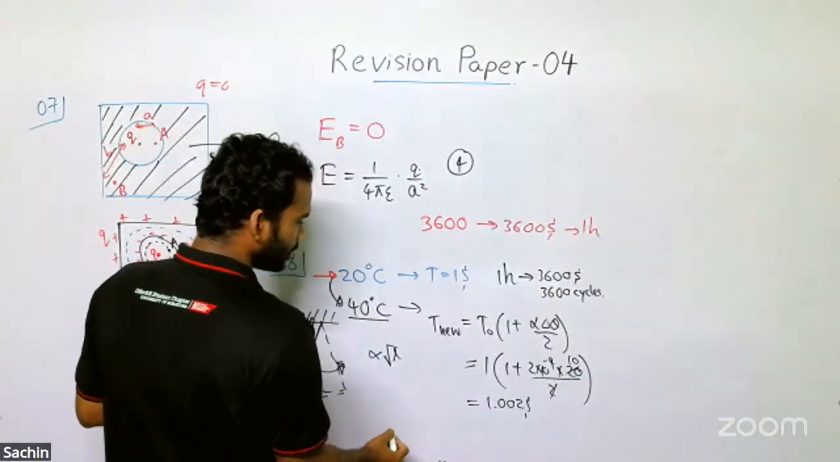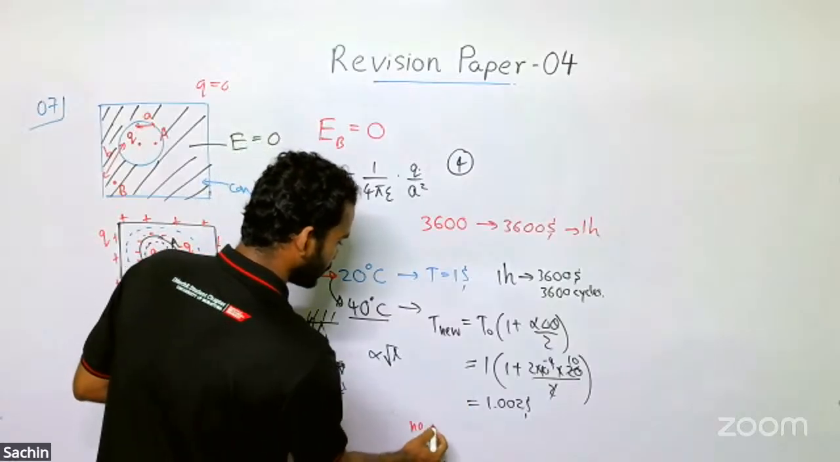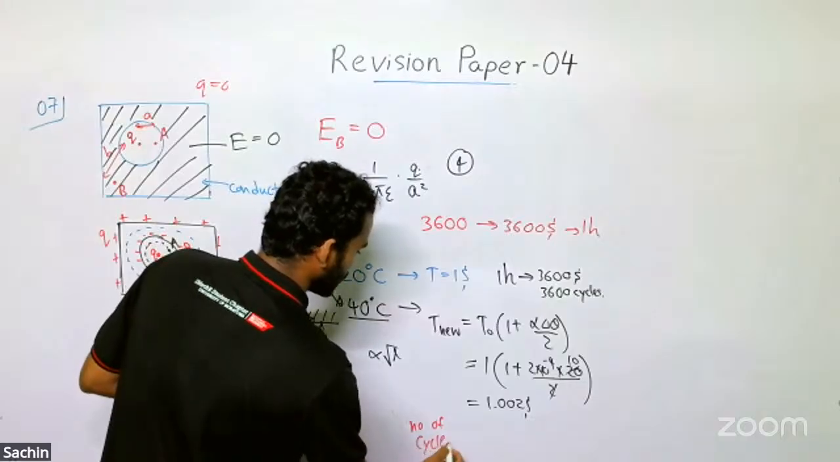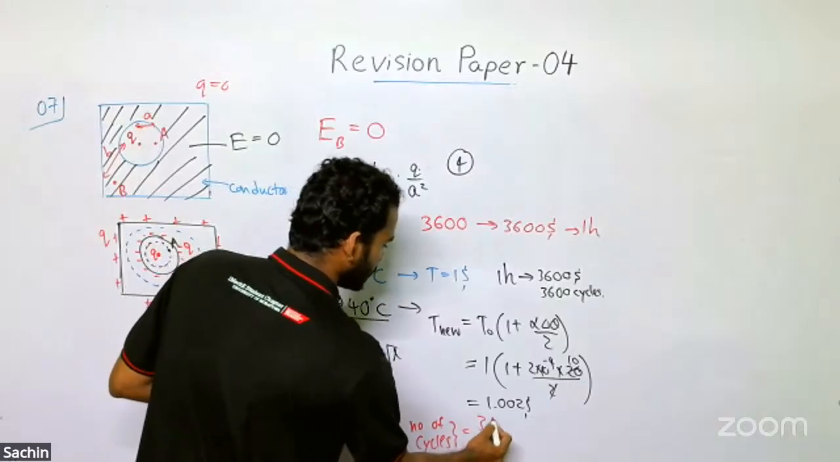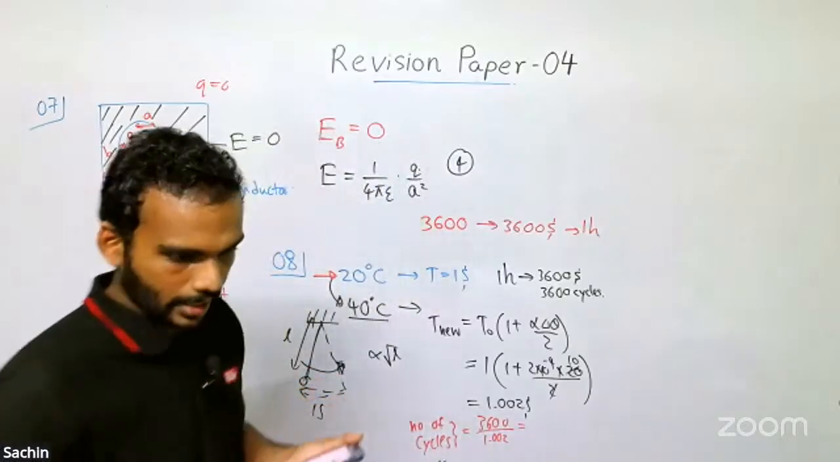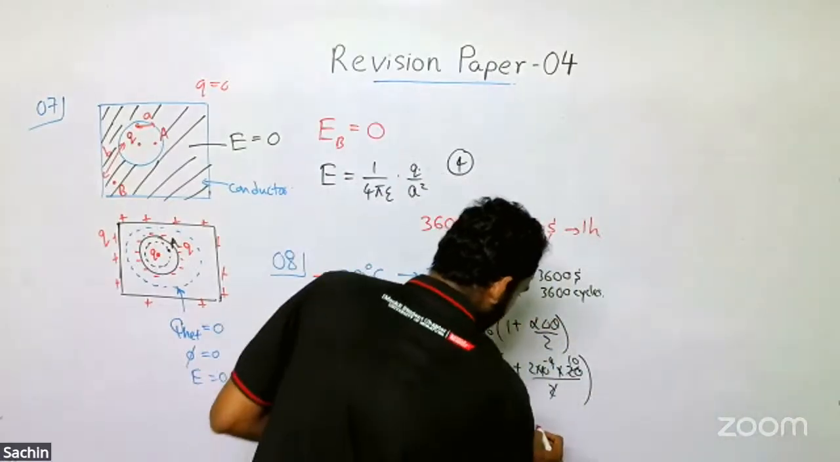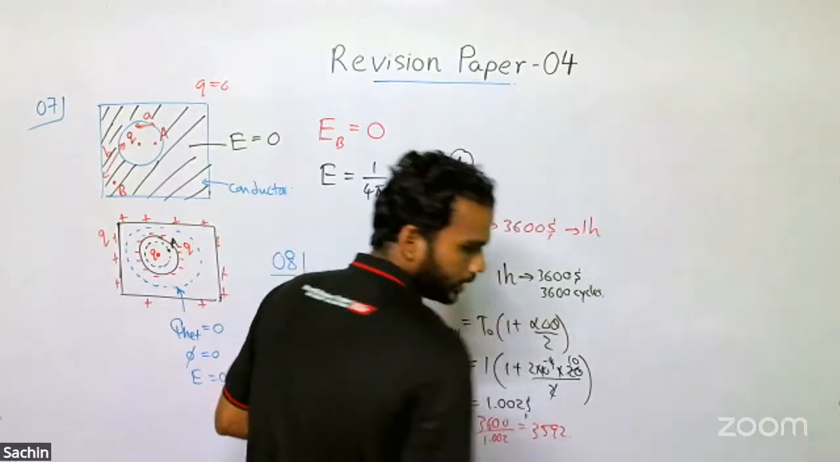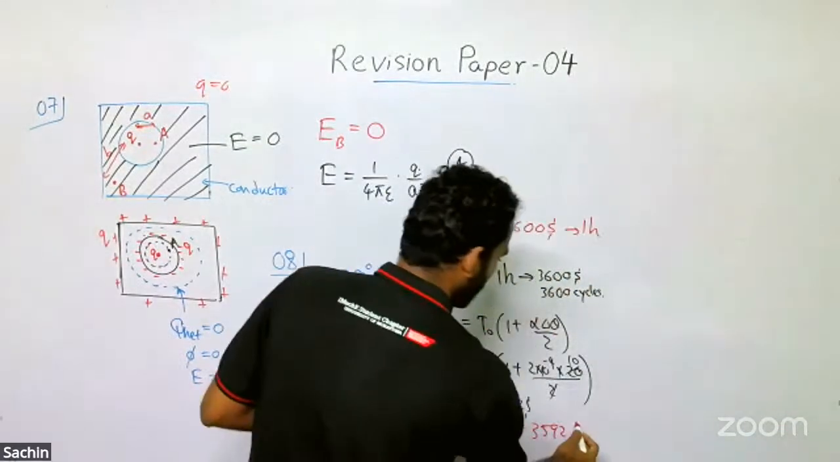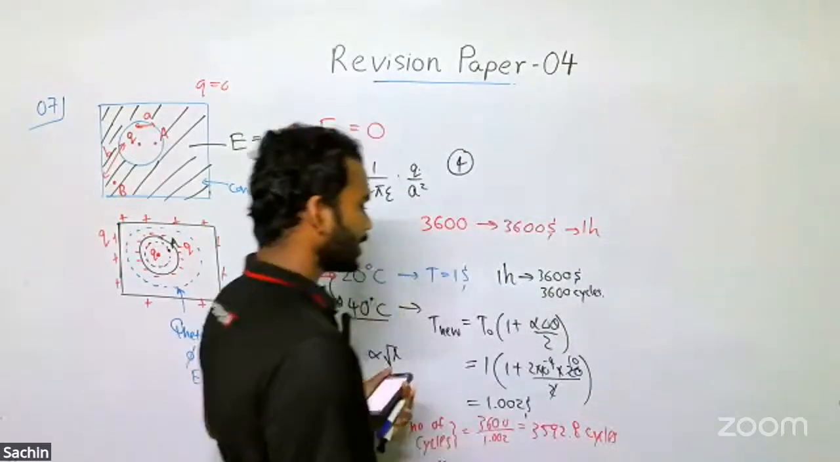So how many cycles will this count? 1 hour means 3600 seconds, so the number of cycles is equal to 3600 divided by 1.002. So this will give you an answer. 3600 divided by 1.002 means 3592.8. So this is the number of cycles it will count.